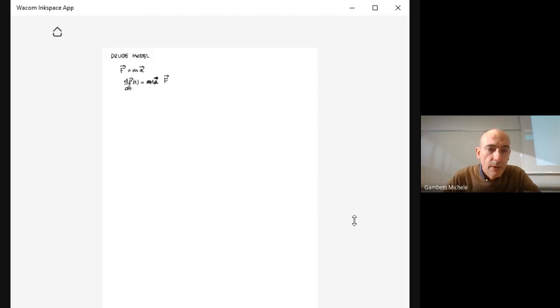to start from this equation. So F is always the external force. And what we may try to do is to rewrite the first term where there is the derivative of the momentum of the electron in a slightly different way.